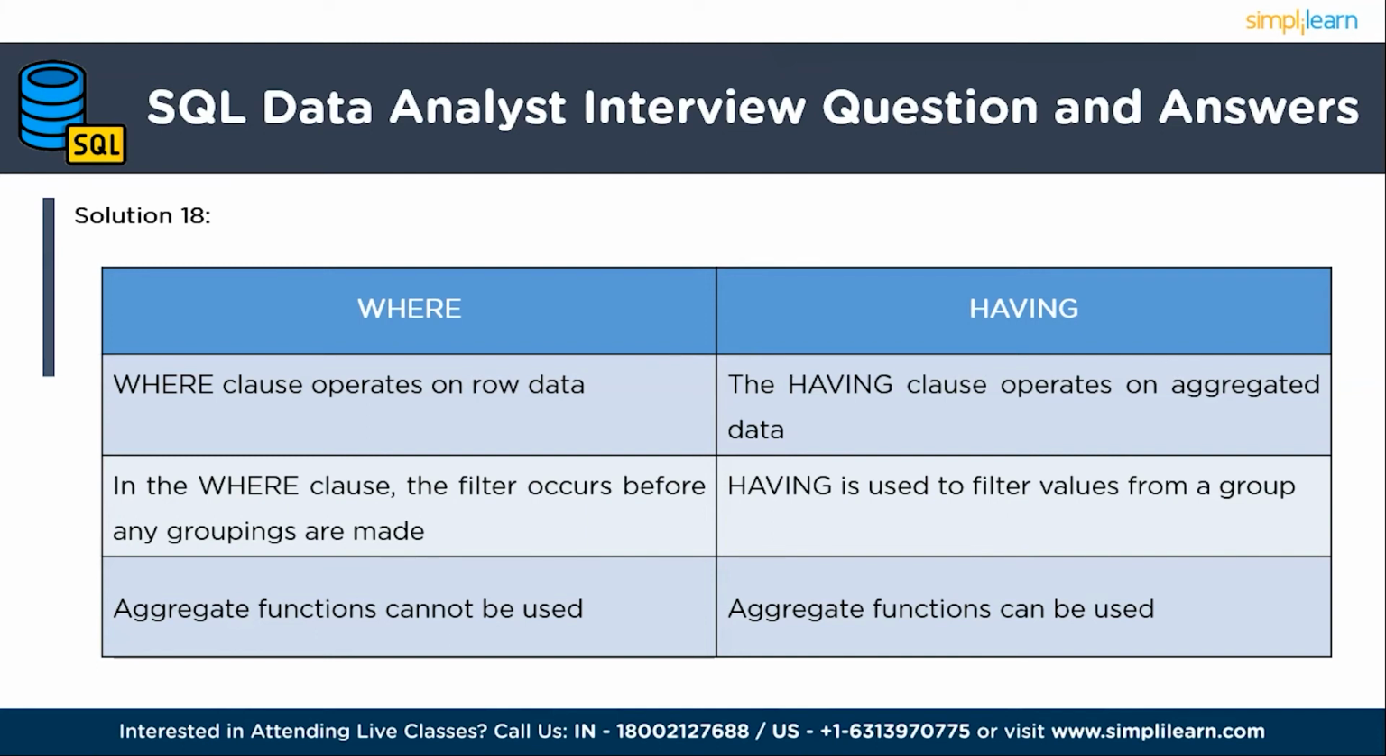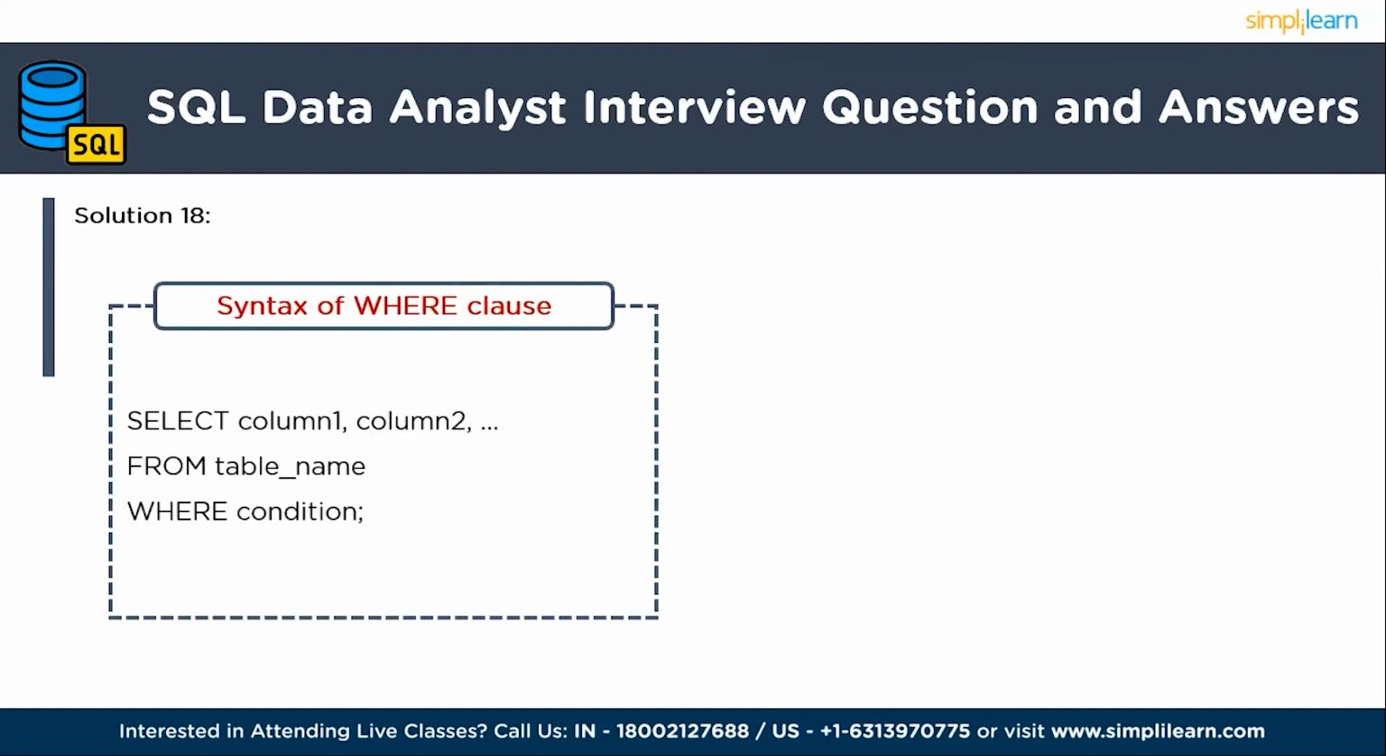And in the where clause, the filter occurs before any groupings are made, and in having clause, it is used to filter values from a group. And in where clause, aggregate functions cannot be used, whereas in having clause, aggregate functions can be used. And now we'll see the syntax for both, that is where clause and having clause.